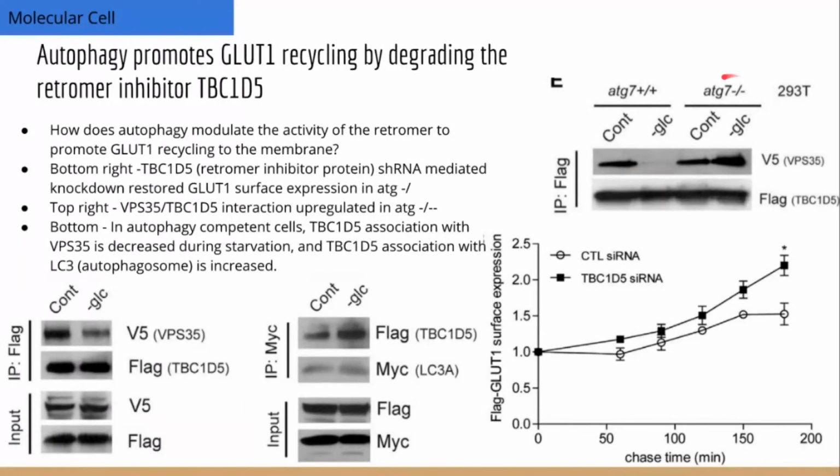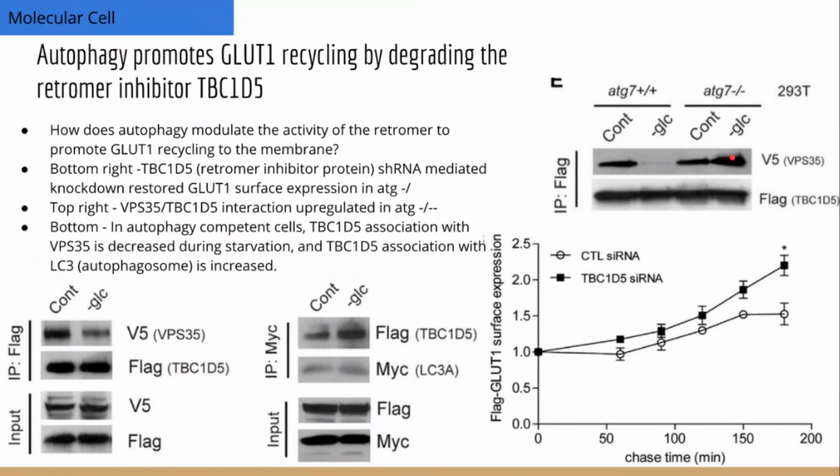The really important finding here is that in these ATG7 autophagy deficient cells, the interaction between TBC1D5 and the retromer is actually upregulated during autophagy. And that makes no sense, because this means the retromer is binding and interacting and inhibiting, or getting inhibited by TBC1D5, because we can see increased interaction by this co-immunoprecipitation.